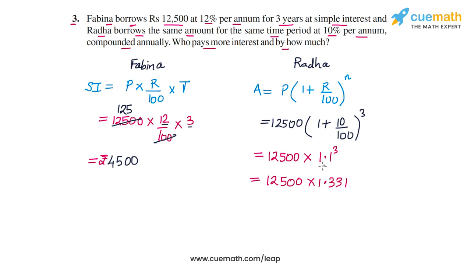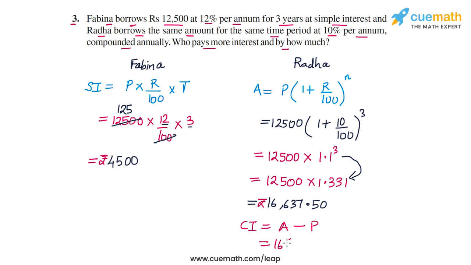Actually, this value, 1.1 cube, comes up often in problems on compound interest, so it might be a good idea for you to remember that 1.1 cube is 1.331. And then 12,500 times this number is equal to 16,637.50. So the total amount for Radha after 3 years is rupees 16,637 and 50 paise, which means that the compound interest that Radha pays is this amount minus the principal.